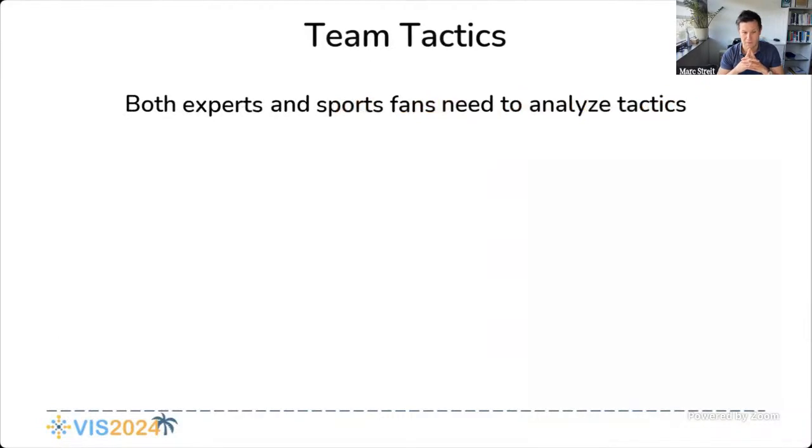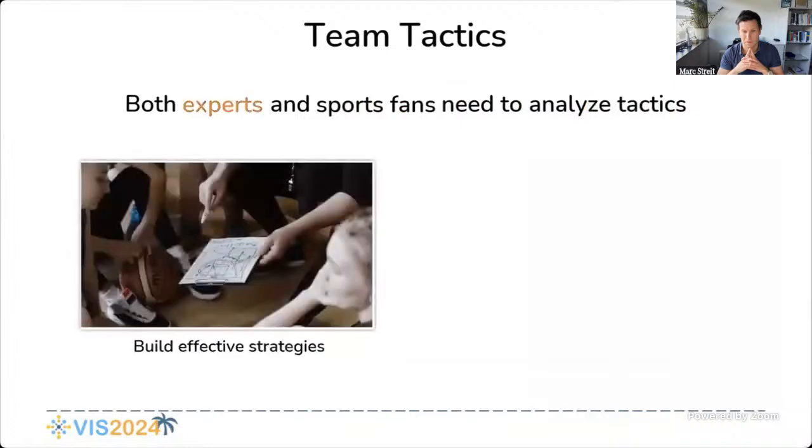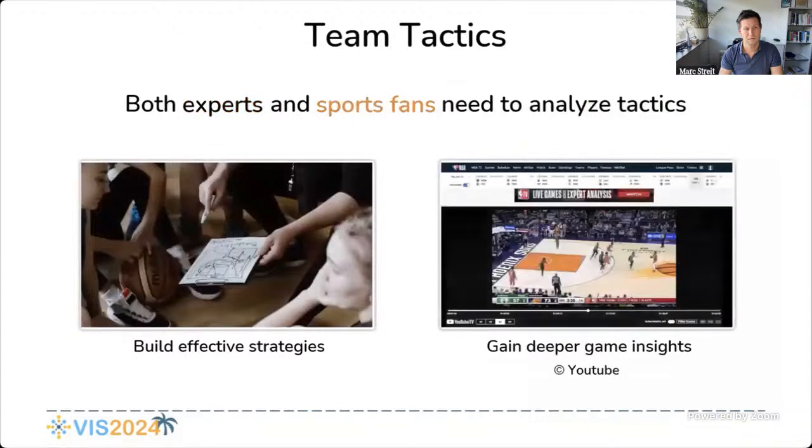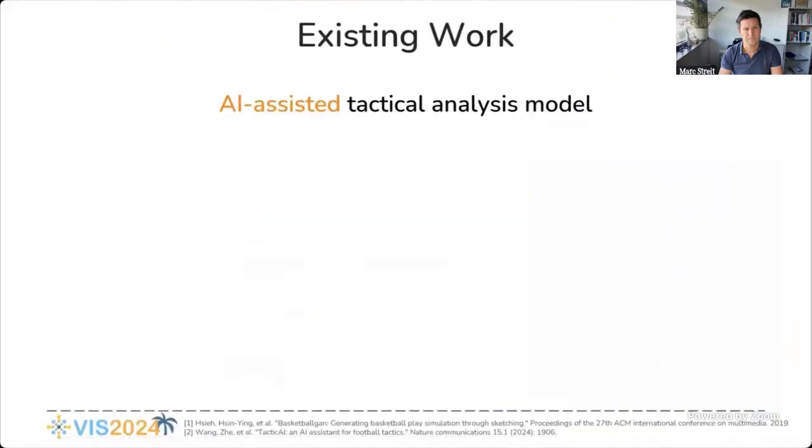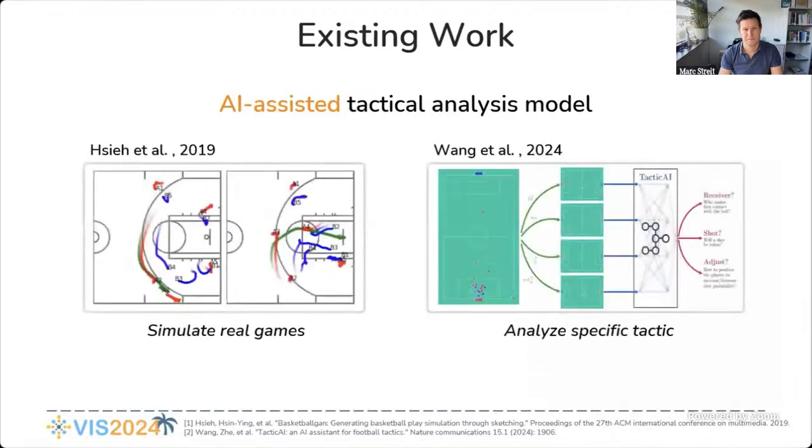Analyzing these tactics enable experts like coaches to develop strategies that enhance team performance. At the same time, it allows fans to gain deeper insight and engage more with the game. With the availability of fine-grained tracking data, much of the current research leverages AI models for tactical analysis. For example, some studies use this model to simulate game trajectories and analyze corner kicks.